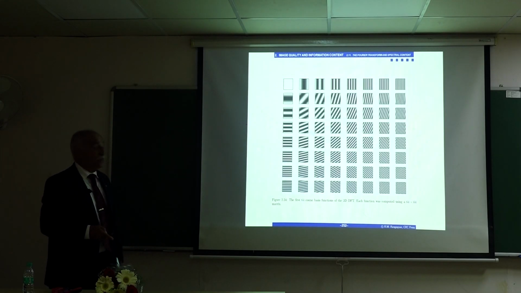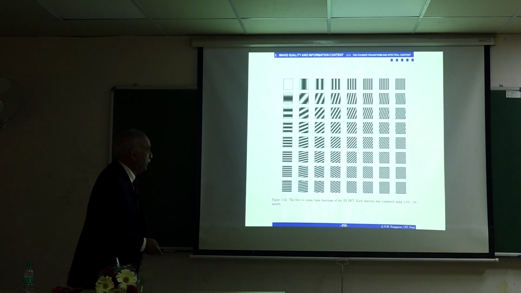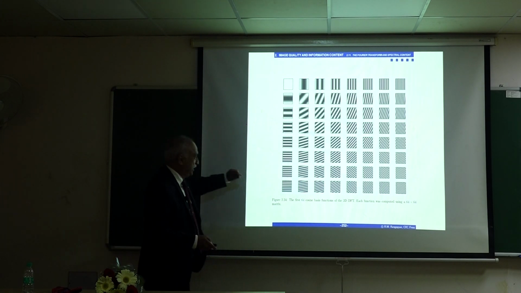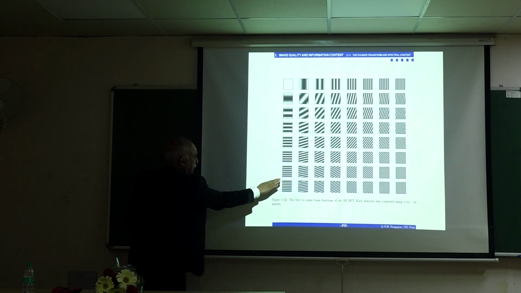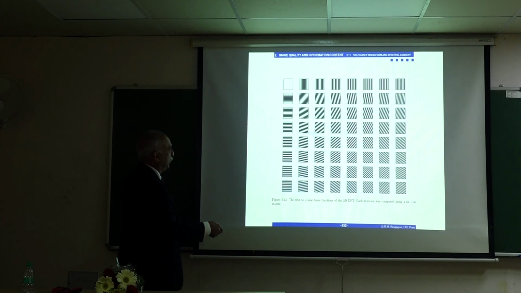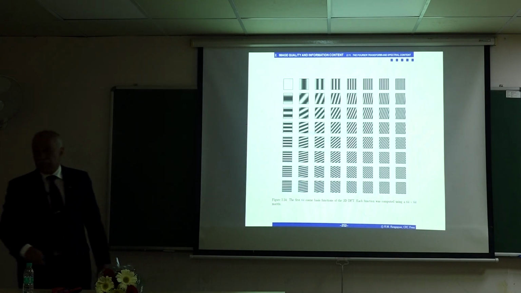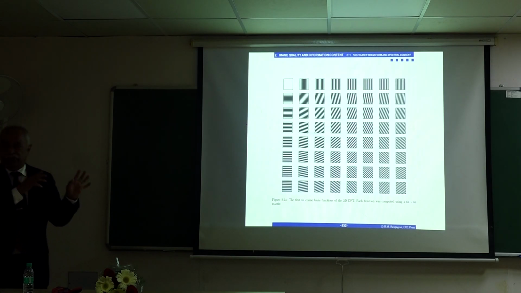In 2D, this is what the cosine functions look like. Each function was computed using a 64 by 64 matrix. So you have low frequency going to high frequency in the vertical direction and in the horizontal direction. So these are sinusoids. And then when you combine them, you get various other patterns in between at other angles. So those are the basis functions of the transform.